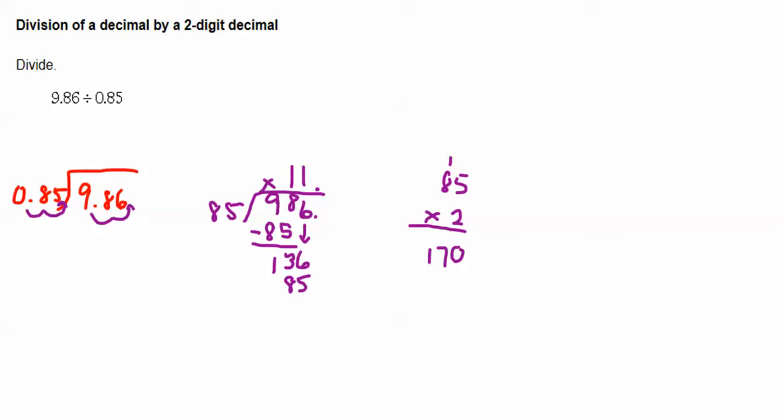And 1 times 85 is again 85. So we're going to subtract. 136 minus 85, 6 minus 5 is 1. 3 minus 8, we need to borrow. So 13 minus 8 is 5.